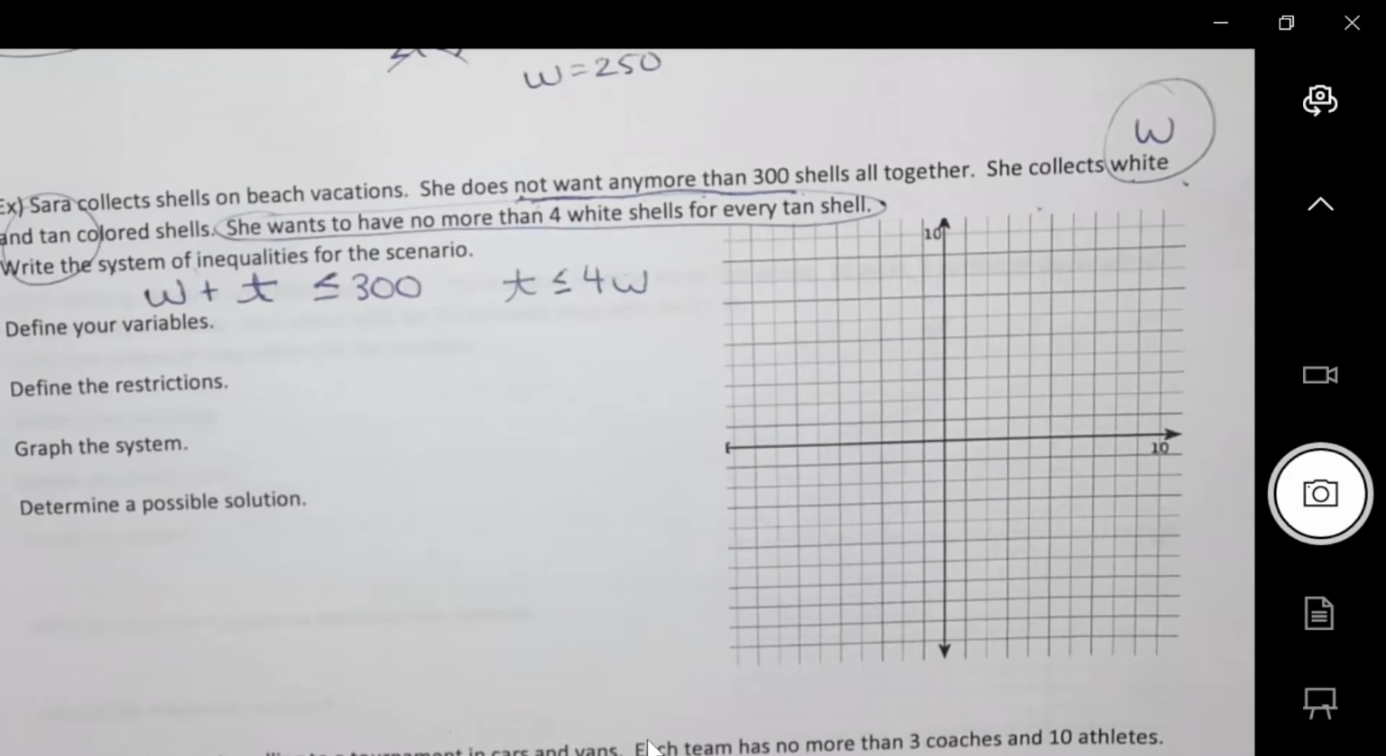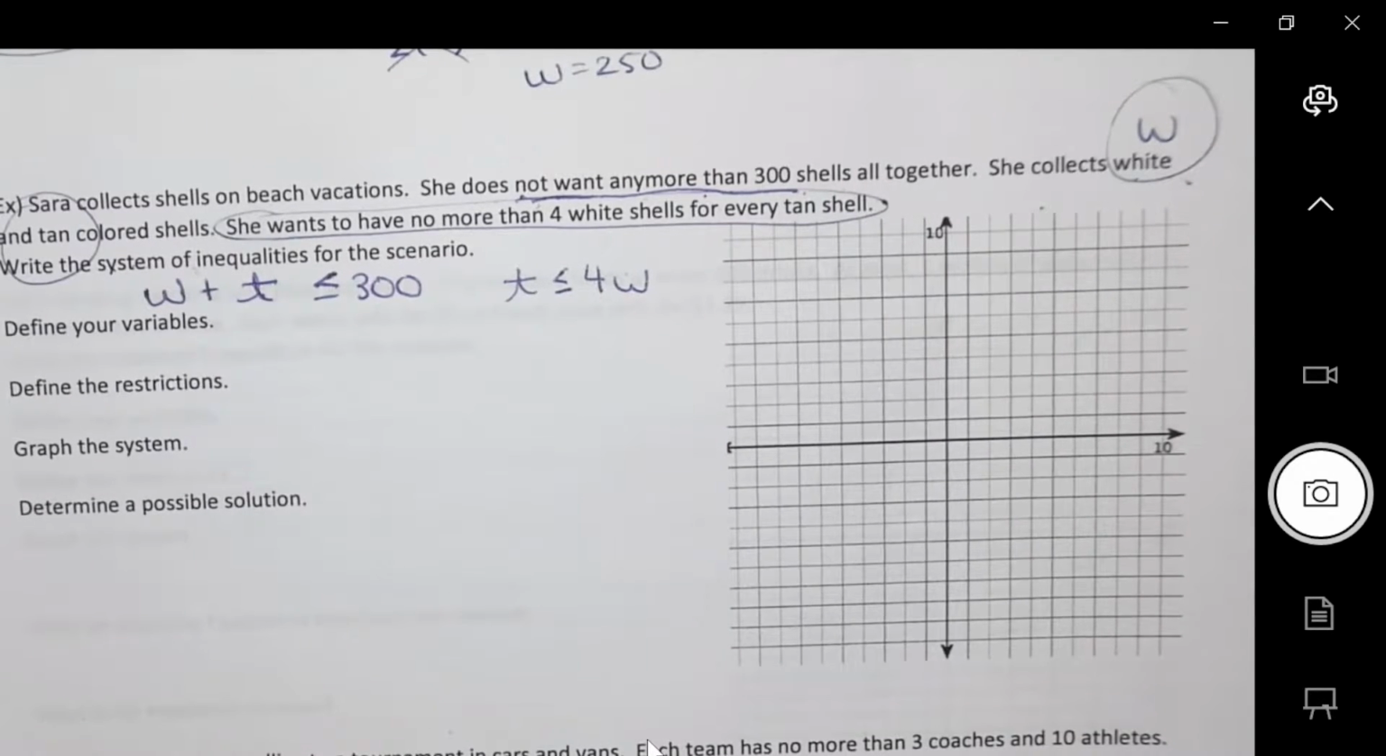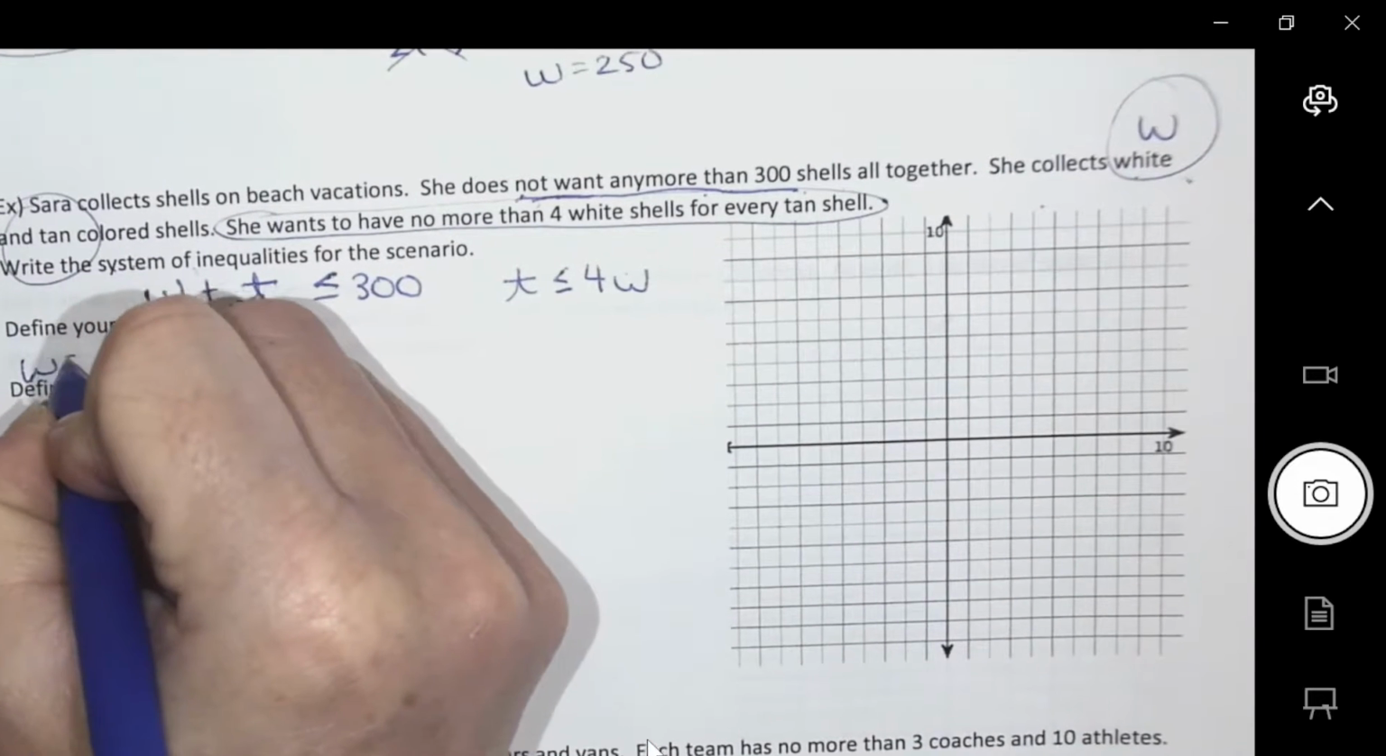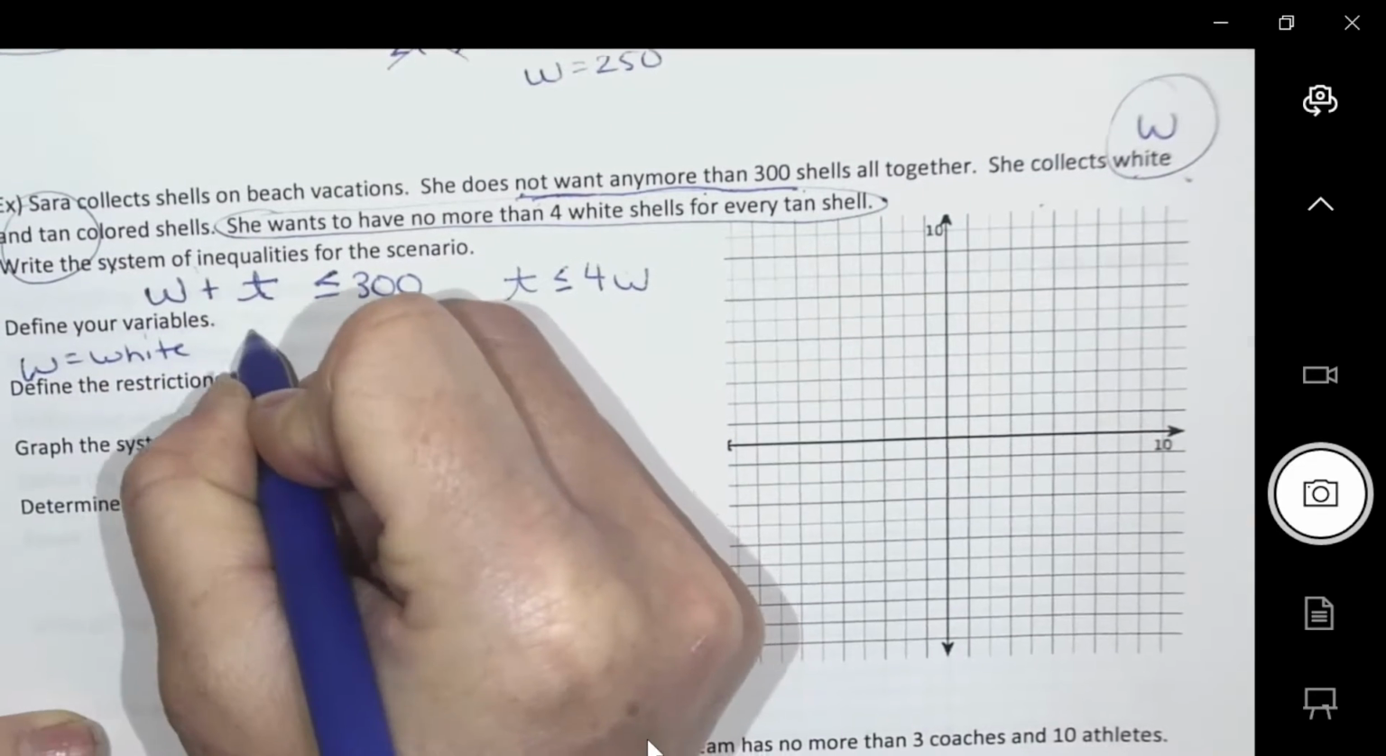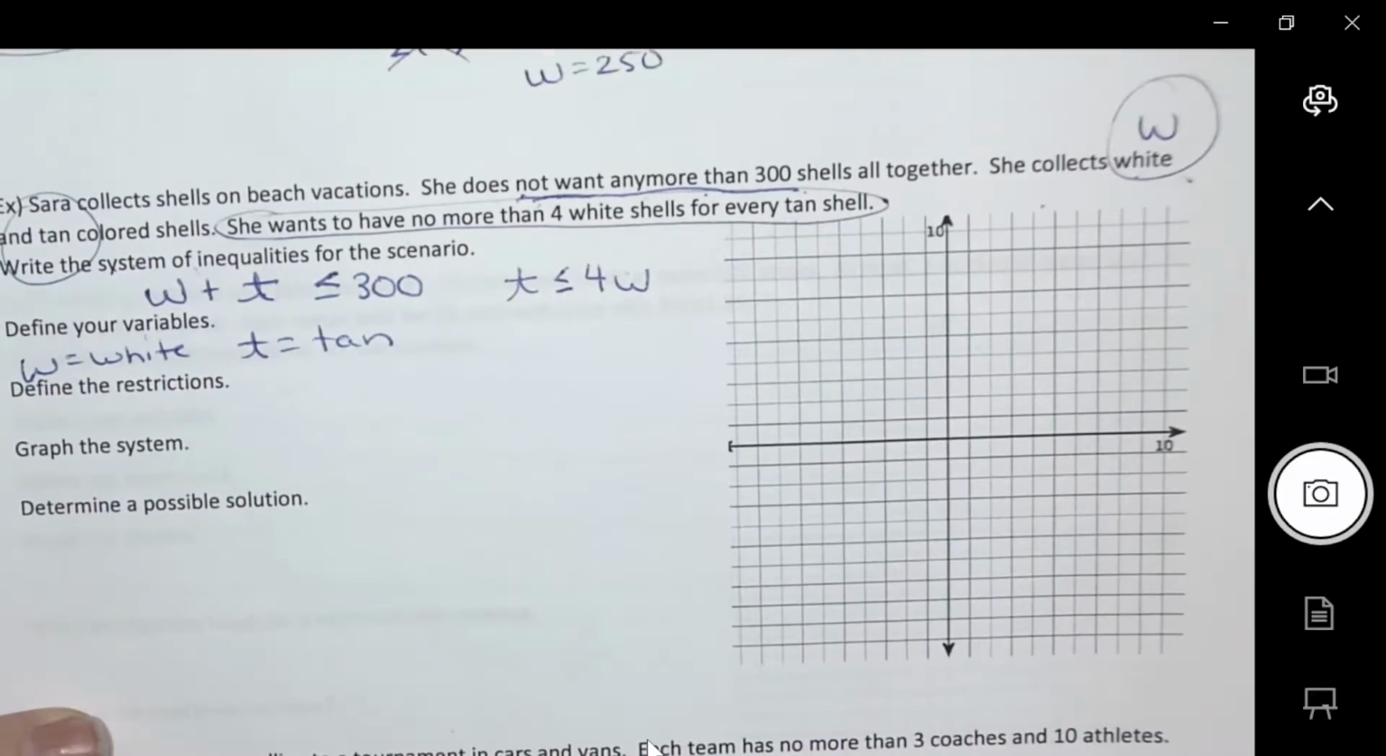Does that one make sense if I write it like that? I had to read that carefully. She wants to have no more than 4 white shells for every tan shell. Okay, define your variables. So we used a W to be white, and we used a T to be tan.